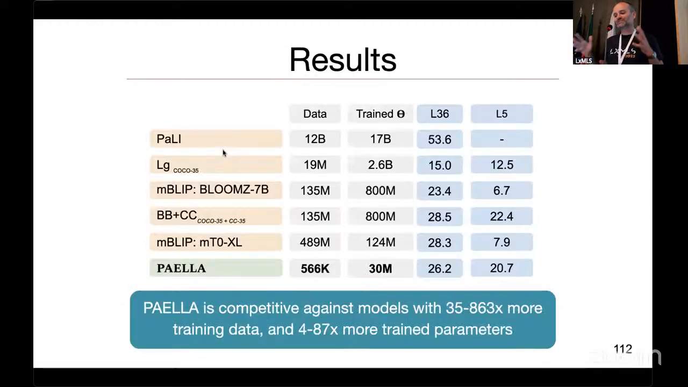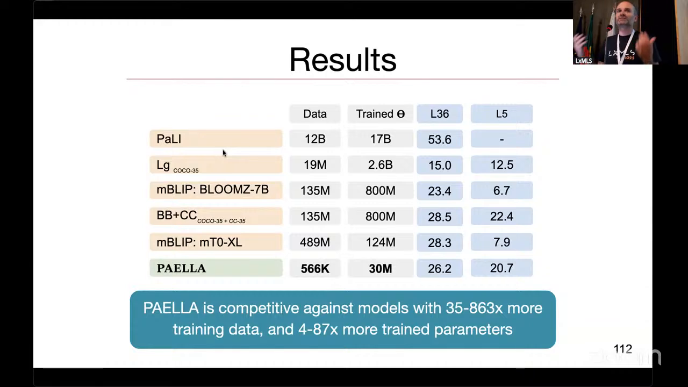And when we look at the results here, I'm placing this in context of other models that are either trained on much more data, going from 19 million to 12 billion examples, or have many more trained parameters, from 124 million up to 17 billion parameters. And so the Paella model performs really competitively against models trained with hundreds of times more training data or up to 80 times more trained parameters. In particular, it also performs very strongly on these 5 low-resource languages, which I thought was a real success for the power of retrieval augmentation strategies.